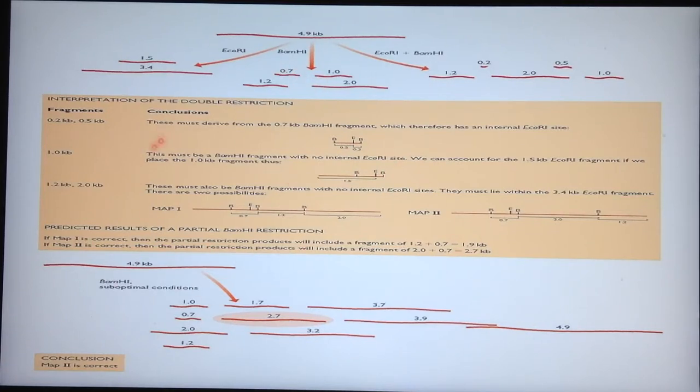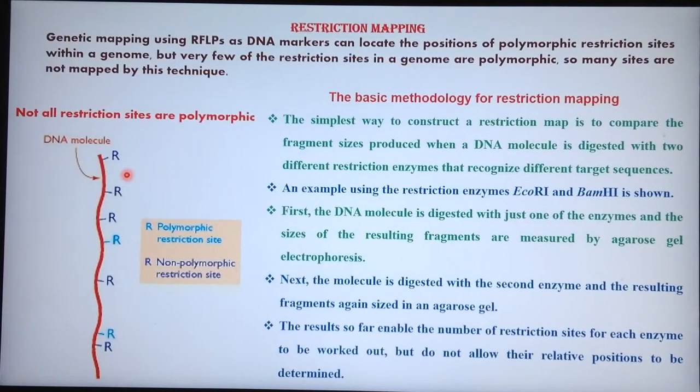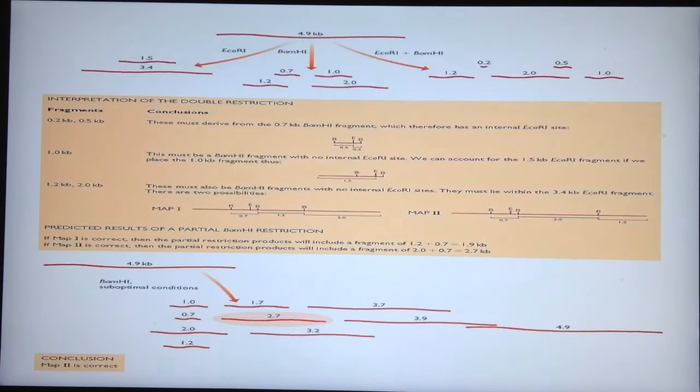So this is how we can prepare a restriction map, assigning positions of these restriction enzymes on the DNA molecule. Okay, and these sites can be polymorphic or they can be non-polymorphic.